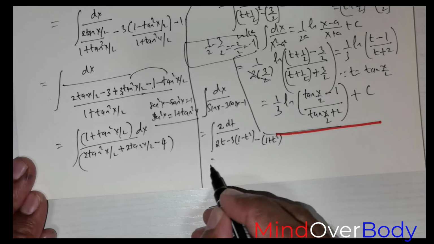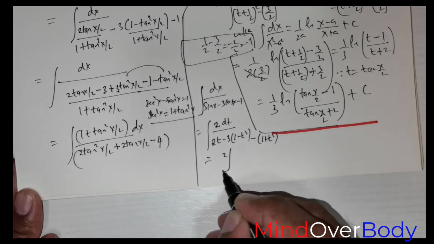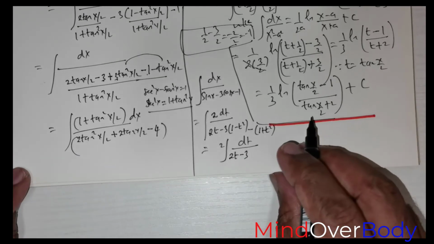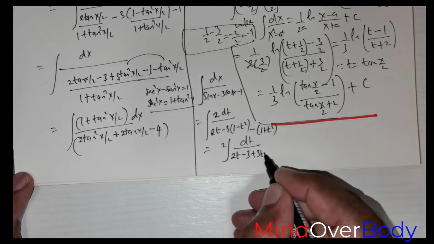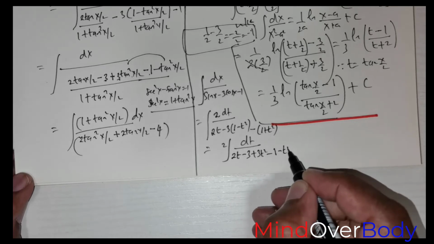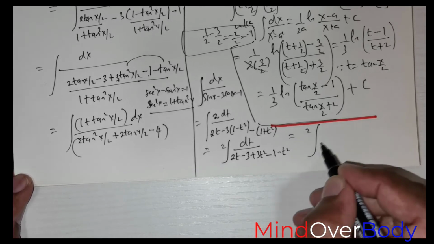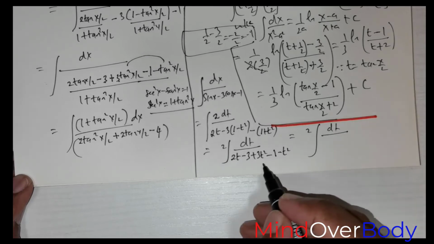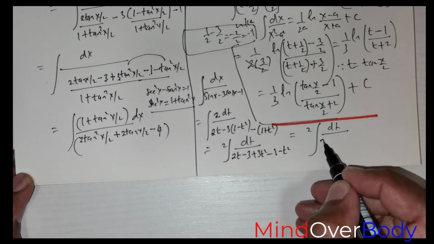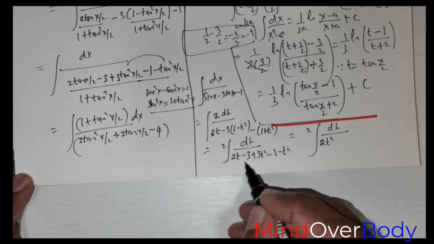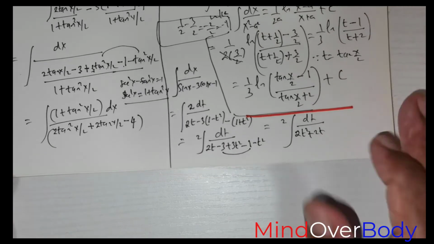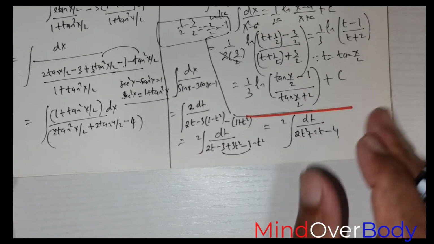So if we simplify this, it is going to be 2 times the integral dt of, this will give me 2t minus 3 plus 3 times t squared minus 1 minus t squared. This is equal to 2 times the integral dt over 3 times t squared with a minus t squared will give me 2 times t squared, and I've got a positive 2t, and minus 3 minus 1 will give me minus 4. This is what I've got.